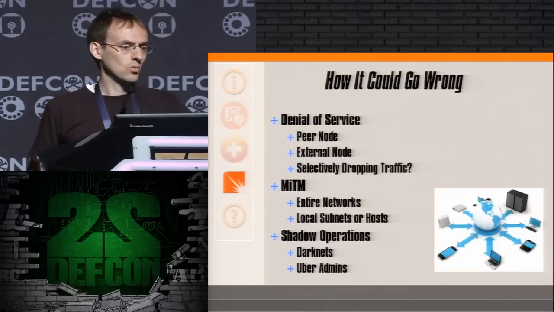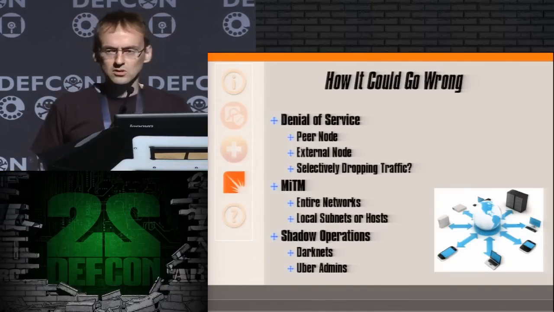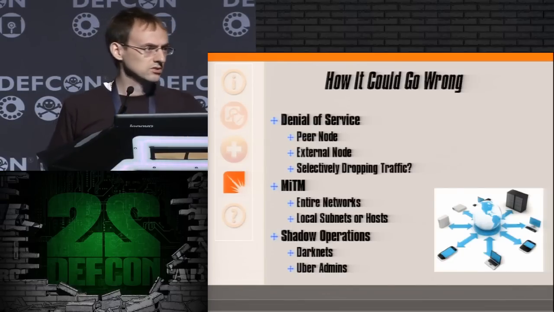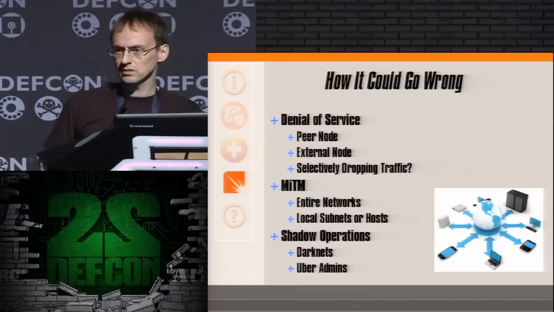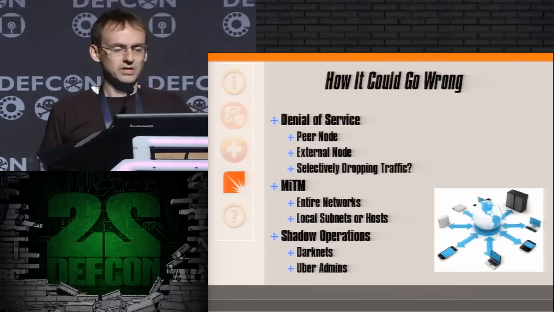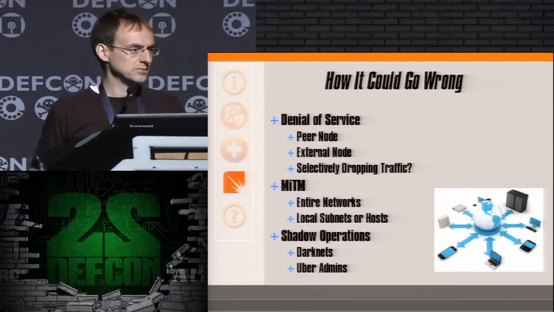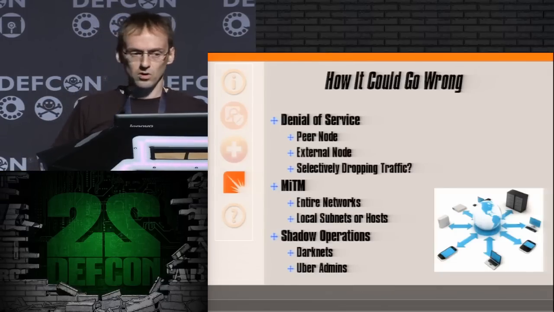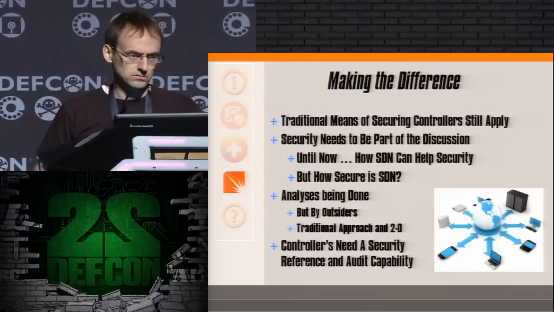Man in the middle. Let's say you want to be a little more creative, a little more ninja. Man in the middle of an entire network. Local subnets, hosts. Change a transaction amount. Change maybe an email a little bit. Piss some people off. Start manipulating events. It gets bad. Shadow operations, dark nets. Networks within networks. You get Uber admins, moving the chess pieces behind the scenes. This could go bad if we aren't keeping our eye on the ball. So we need to make the difference. This is what this is about.